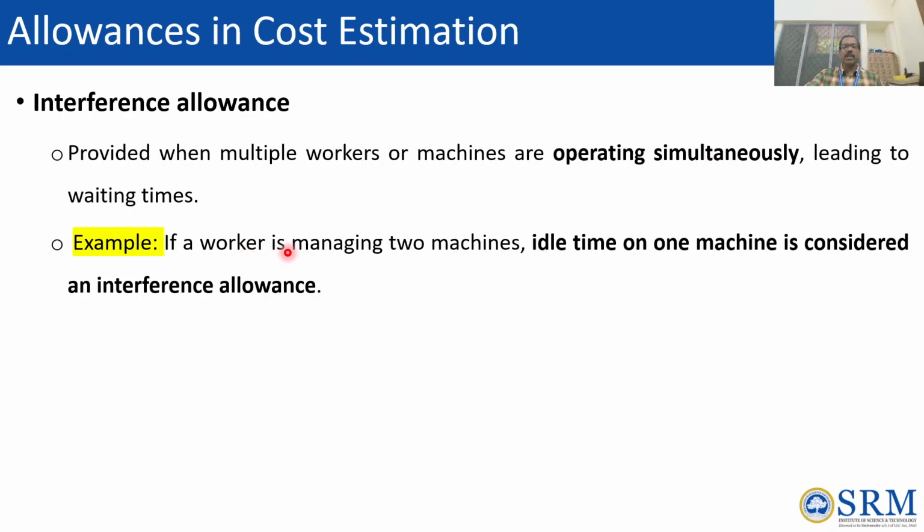Example, if a worker is managing two machines, then idle time on one machine is considered an interference allowance. So he needs to operate two machines. He will have one machine on his left, another machine on his right. So he should complete one task on machine A on his left and take that and put it in machine B to operate. In the sense, machine A will be idle on his left, right? So this kind of transition period, this kind of idle time in machine A or B, vice versa, needs to be considered as an interference allowance.